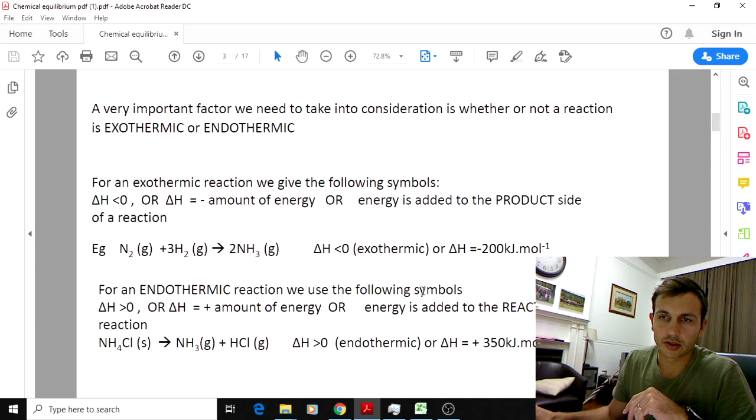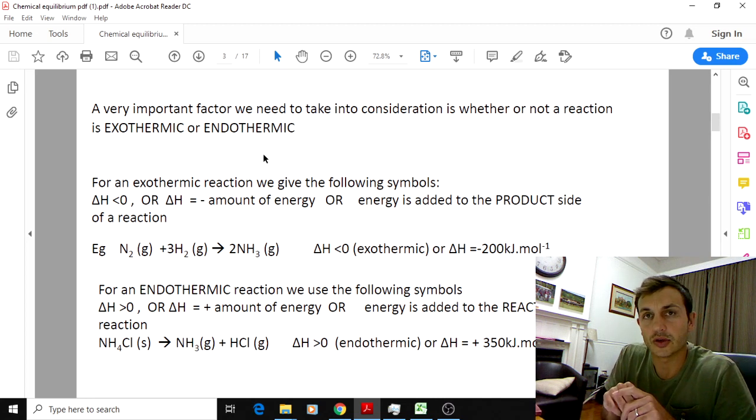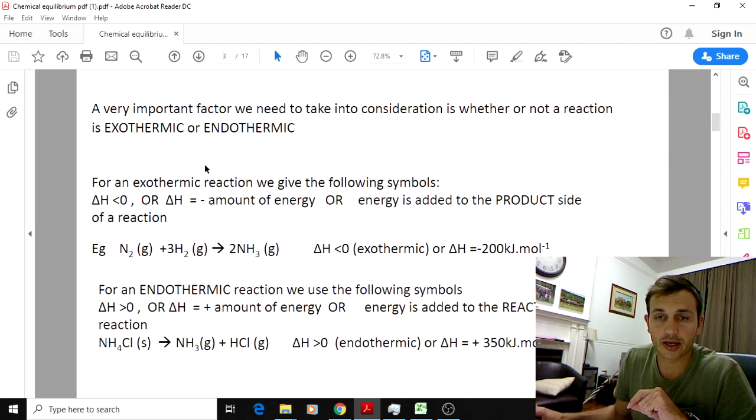Moving on to matters that are also quite important with regards to chemical equilibrium. We also dealt with exothermic and endothermic reactions when we did rates of reaction, so here's a quick recap. Exothermic reactions can be identified when we look at delta H: it's less than 0. In other words, it gives you a negative value, a negative amount of energy, and the energy is always added on the product side. Here's an example of that.